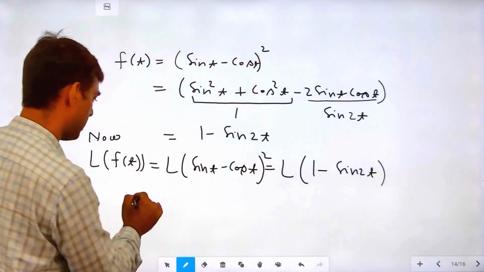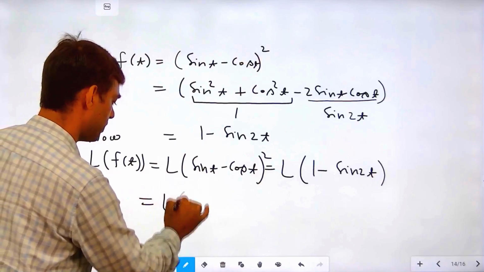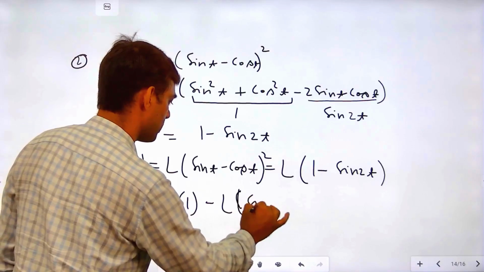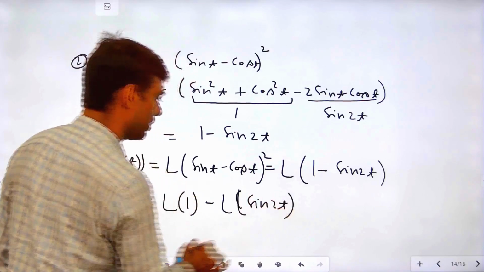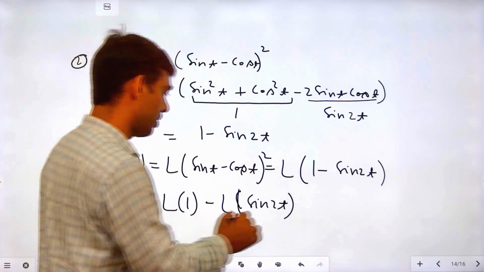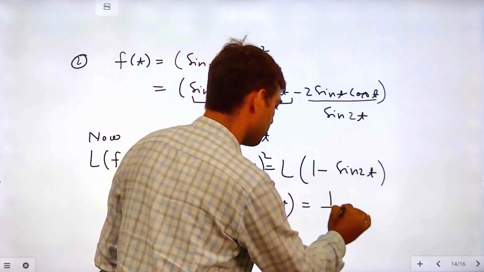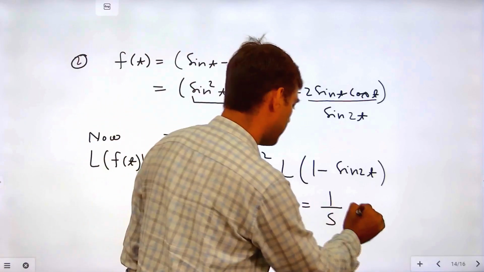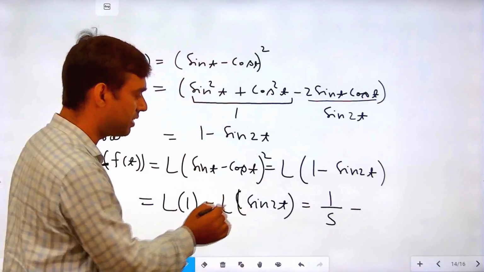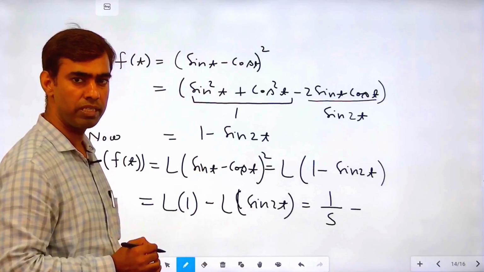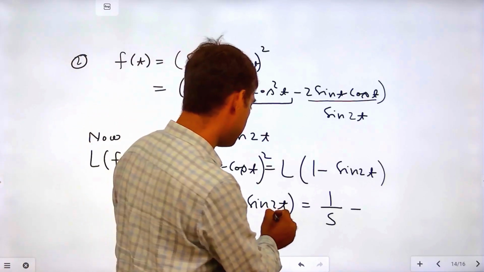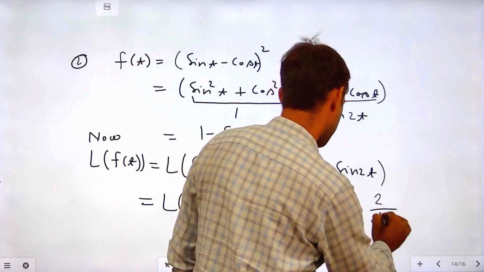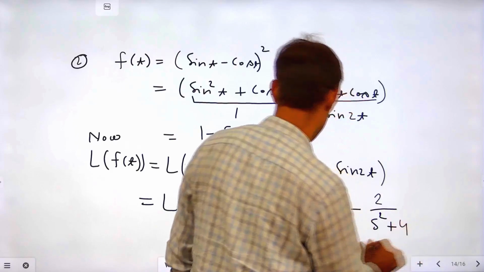Using the linearity property, this is the Laplace transform of 1 minus the Laplace transform of sin 2t. The Laplace transform of 1 is 1 upon s, and the Laplace transform of sin at is a upon s square plus a square. Here a is 2, so 2 upon s square plus a square, which is 4.